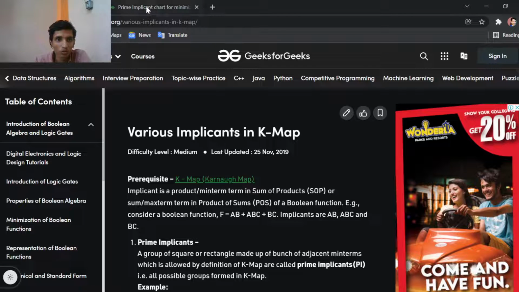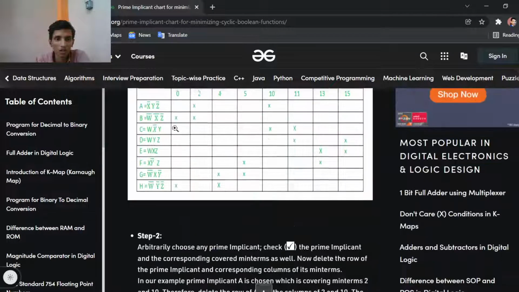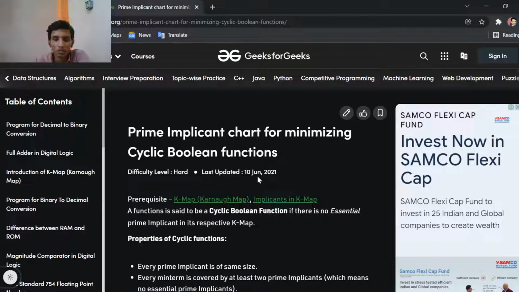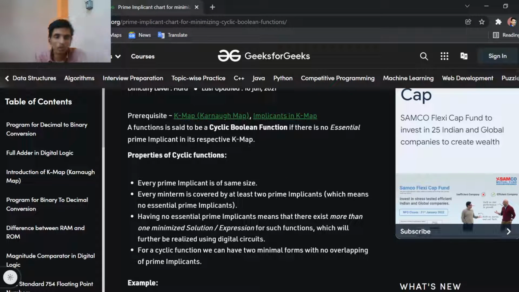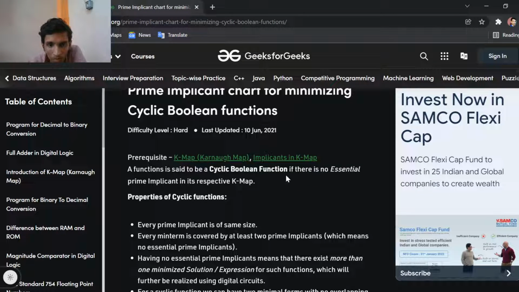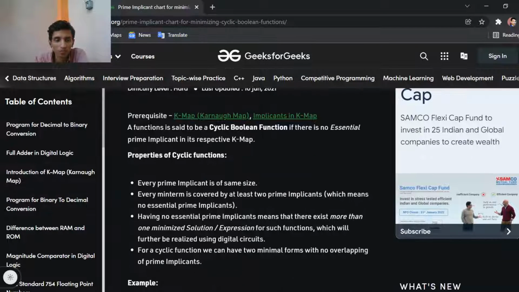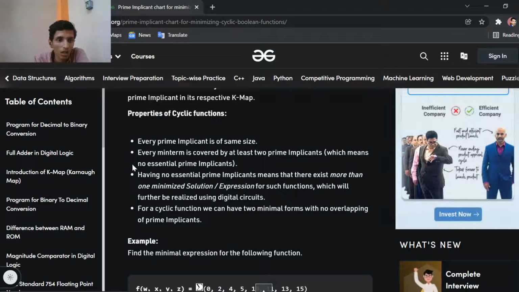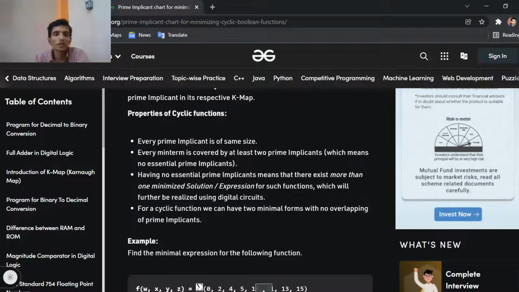Now we'd like to go to the prime implicant chart for minimizing cyclic Boolean functions. The prerequisites would be K-map, as we all know that very well, and implicants in K-map. So what is a cyclic Boolean function? A function is said to be a cyclic Boolean function if there is no essential prime implicant in its respective K-map. So this was the definition, and now we are going to the properties of cyclic functions.